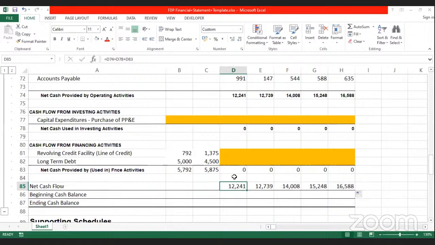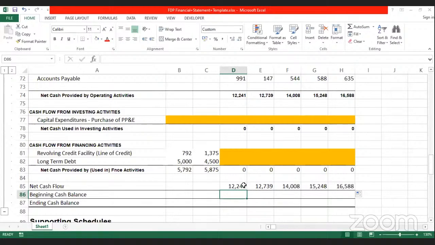Now what does beginning cash amount mean? Beginning cash balance means whatever the amount is when we open the books of account, what is the balance in my books of accounts.